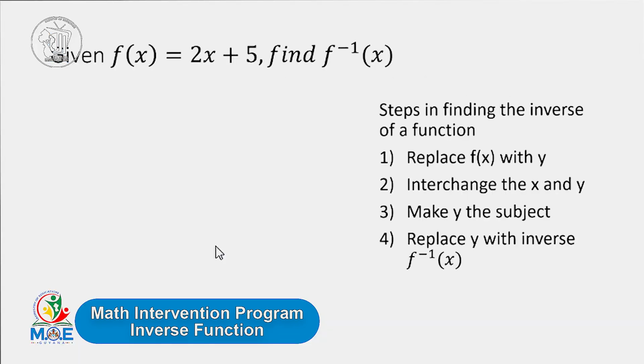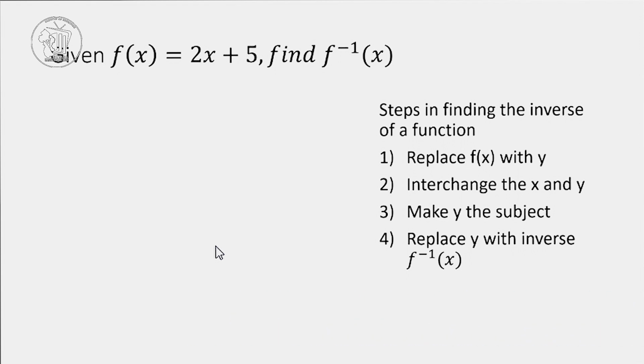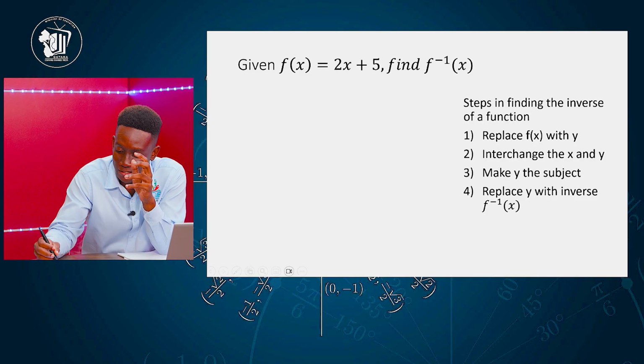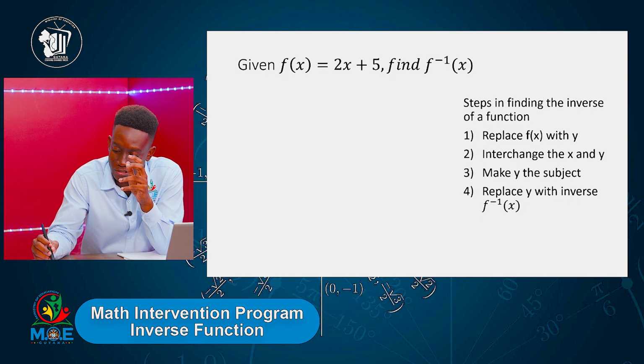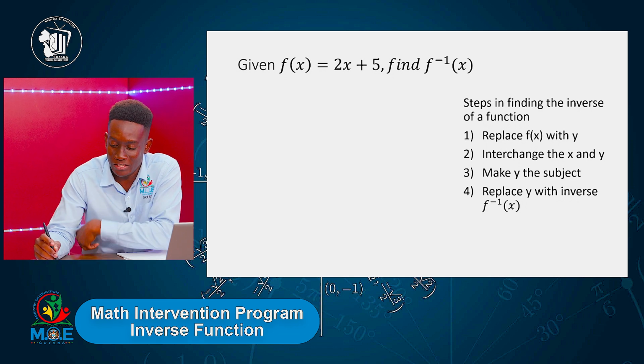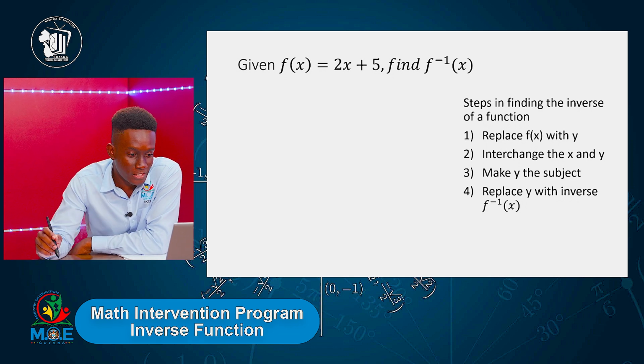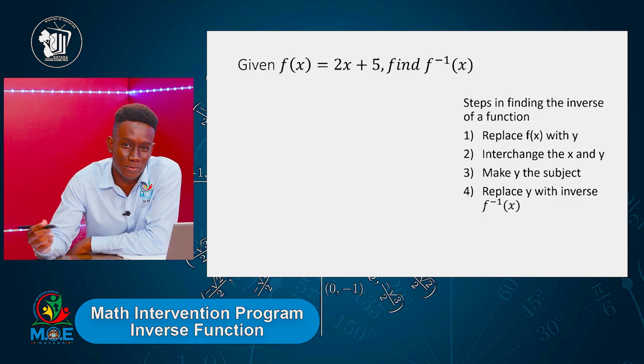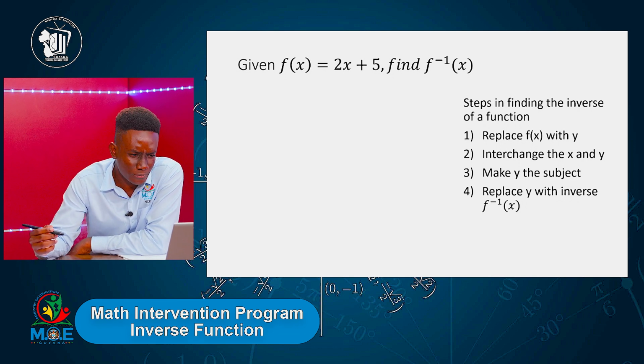So we have the first example. Given f of x is equal to 2x plus 5, find f inverse of x. And as you can see, this is the symbol that we use for inverse. That little negative one at the top, that is the inverse symbol. So this is read f inverse of x. So the steps are simple, 4 simple steps. And with constant practice, you will be able to commit these to memory.